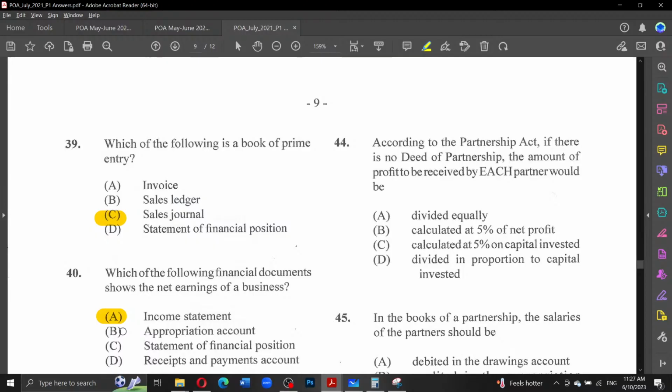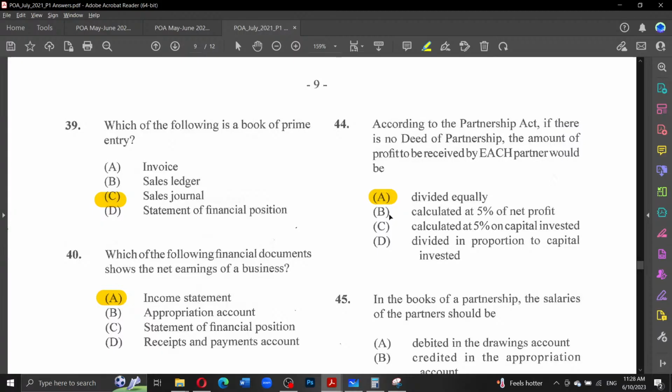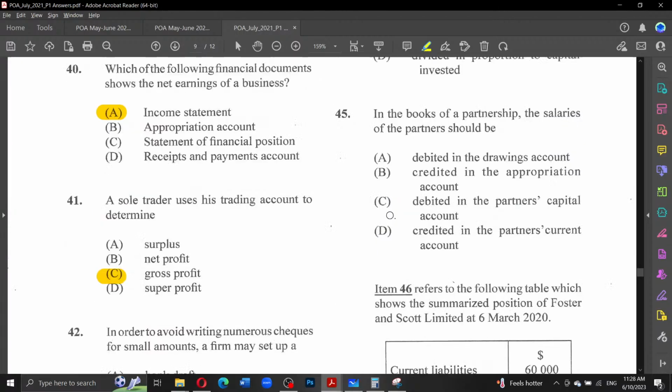According to the Partnership Act, if there is no deed of partnership, the amount of profit to be received by each partner would be divided equally. In the books of partnership, the salaries should be debited at the drawing account. That's incorrect. Salaries will not go in the drawings account. They are debited to the appropriation account, because the money is reduced, right?